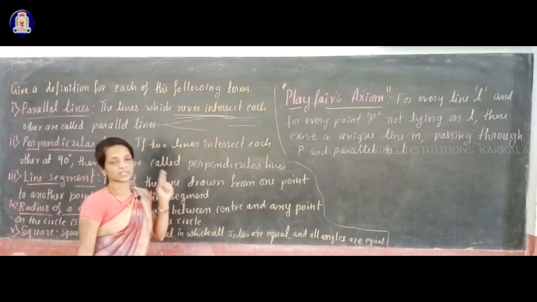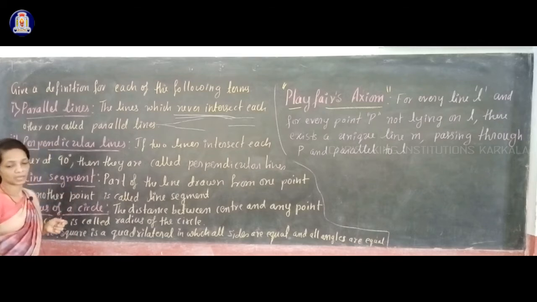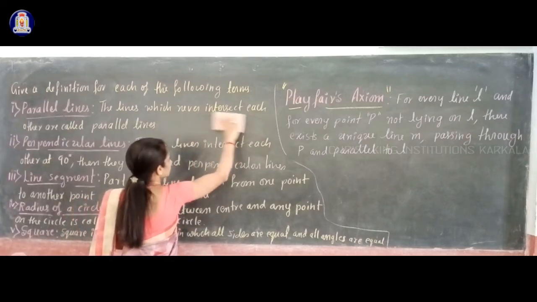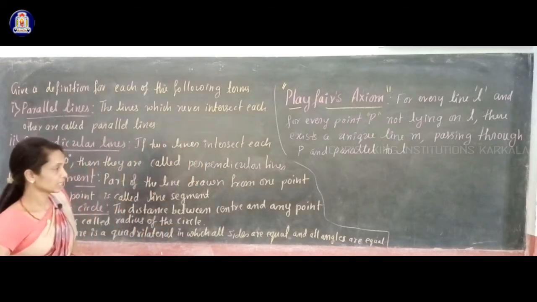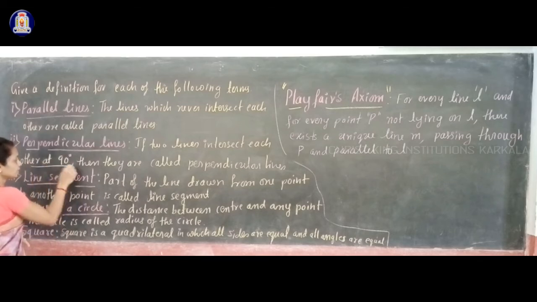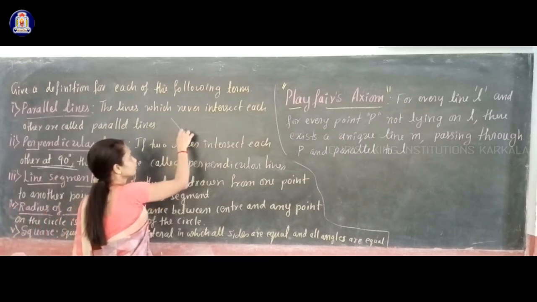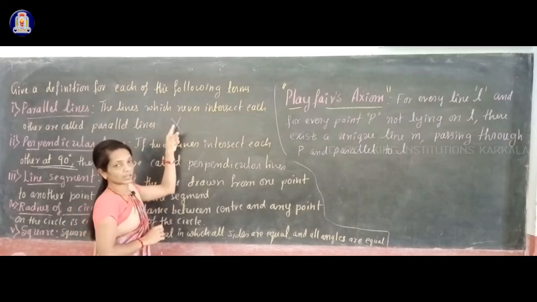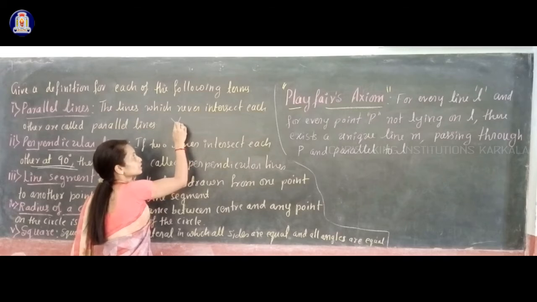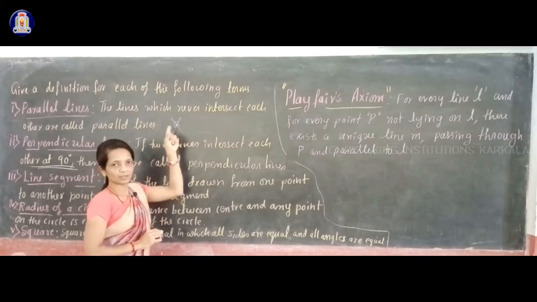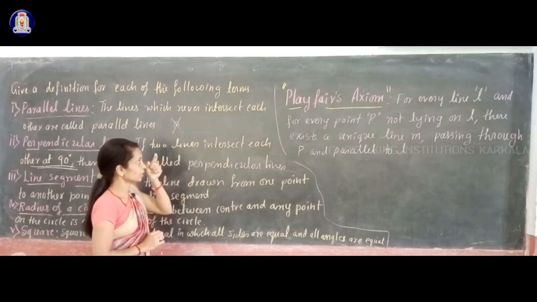So never intersecting lines are called parallel lines. And next are perpendicular lines. When you have perpendicular lines, if two lines intersect each other at 90 degrees, then they are called perpendicular lines. See, for example, if you take two line segments which are intersecting like this, then at the point of intersection you are not having 90 degrees. So clearly you can see that they are not perpendicular lines.